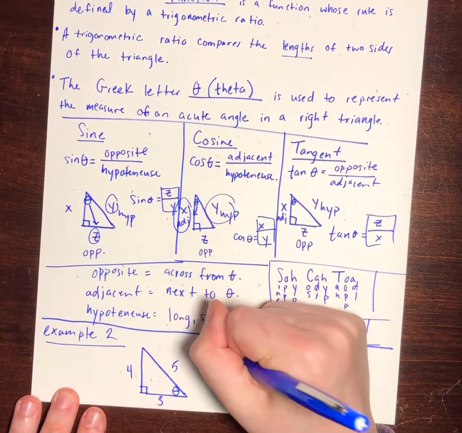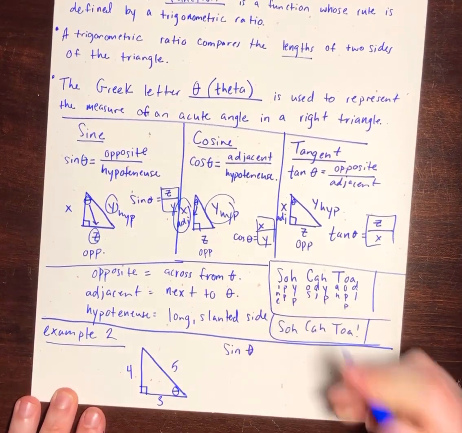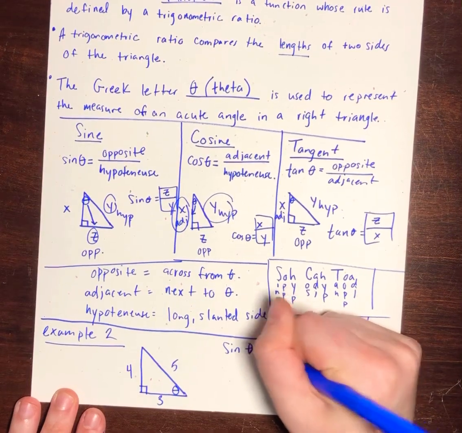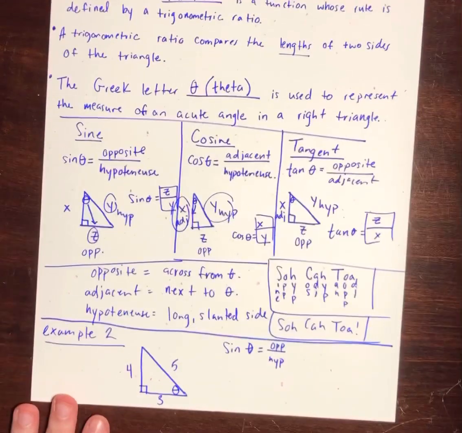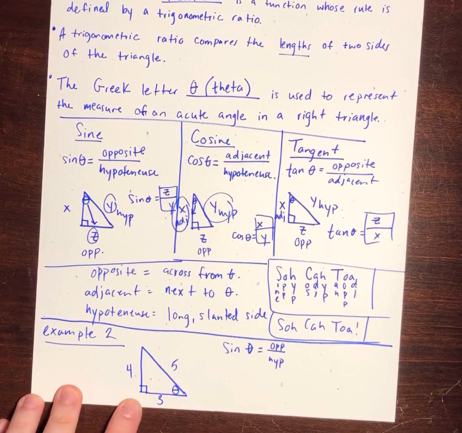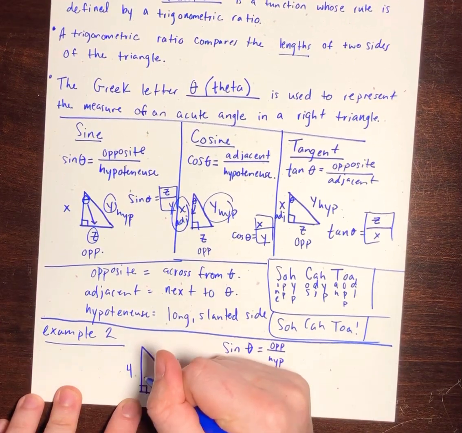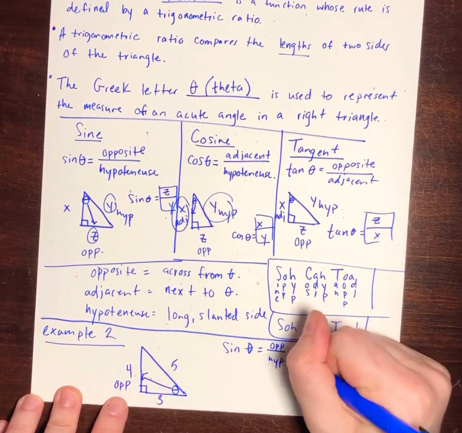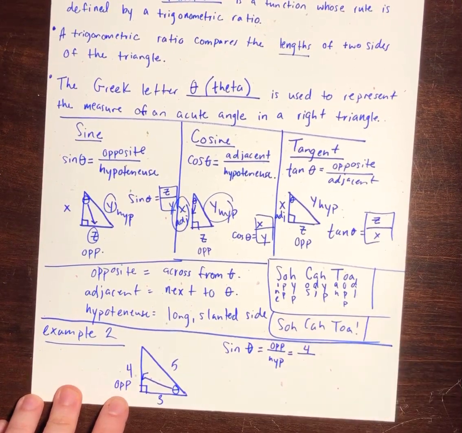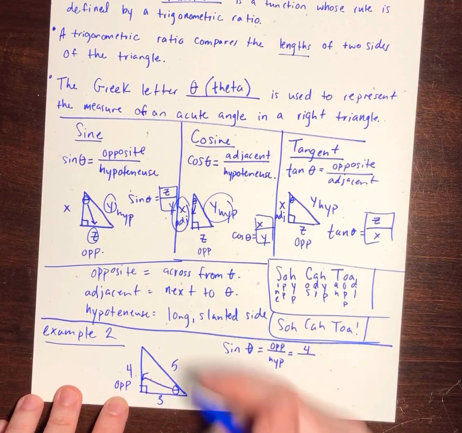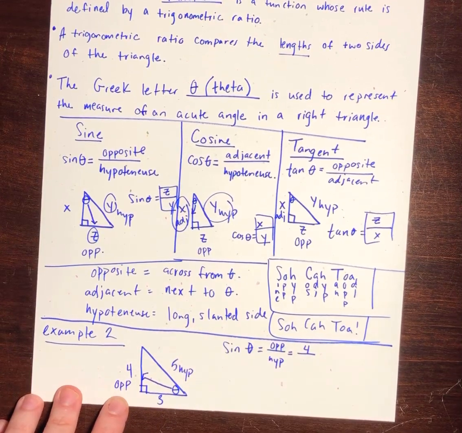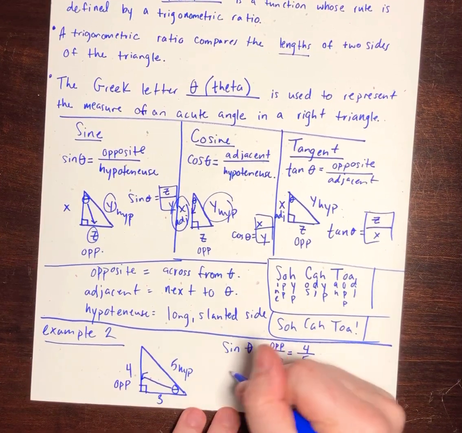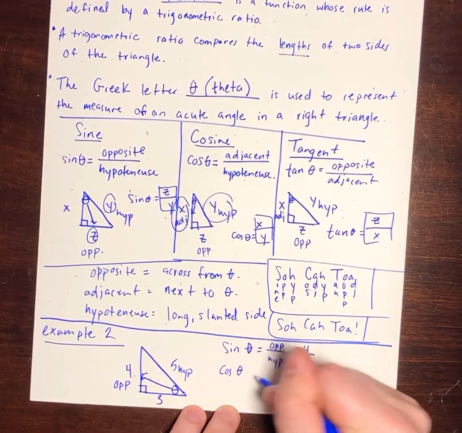So I want to find sine of theta, all right? And I know sine is opposite over hypotenuse. So here's my theta. Opposite of theta is 4. So that's my opposite. So that's going to be 4 on the top there. And then the hypotenuse, long slanted side, right? So that's over here, 4 over 5. That's my sine.